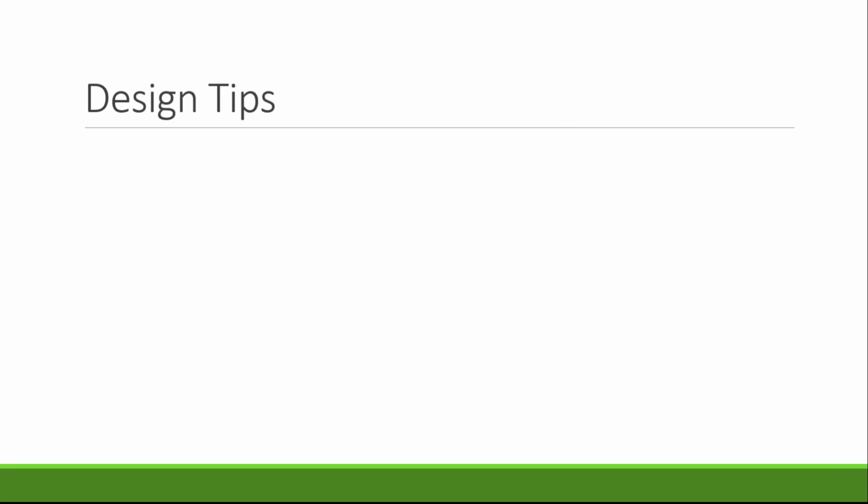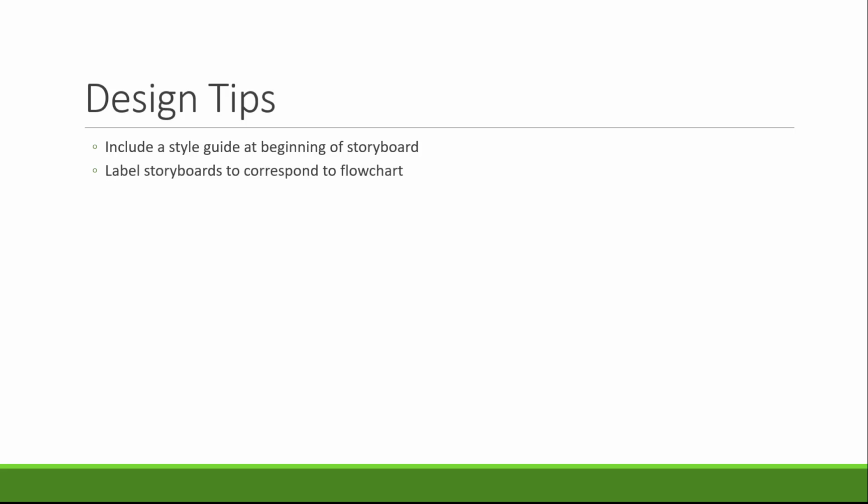All right, so design tips. I highly recommend including a style guide at the beginning of the storyboard. Choose your colors in advance, probably only 2 to 3 colors for an entire project, so it's not too busy. You can choose your fonts. You can choose how you want your buttons to look. The more consistent your navigation appears, the better the user experience, because every time a user sees something that looks like navigation, they're going to know that it is probably going to be navigation.